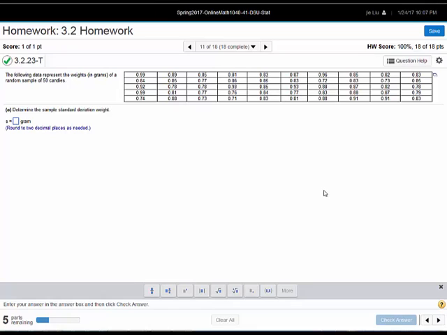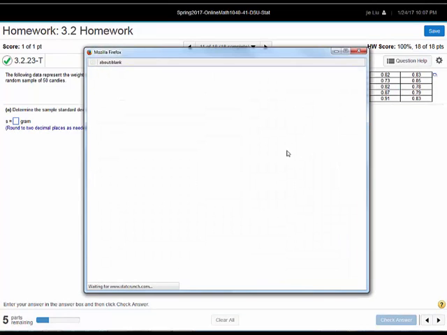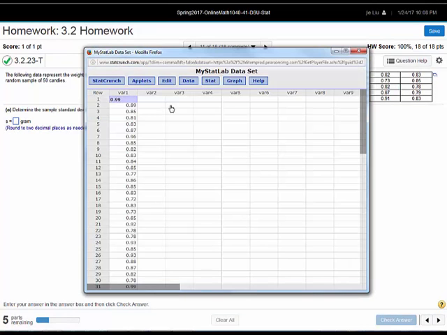This is number 11 of section 3.2. The following data represent the weights of a random sample of 50 candies. So those are all the weights of 50 candies. If you open the data set into StatCrunch, all the 50 numbers are loaded into your variable 1 column.